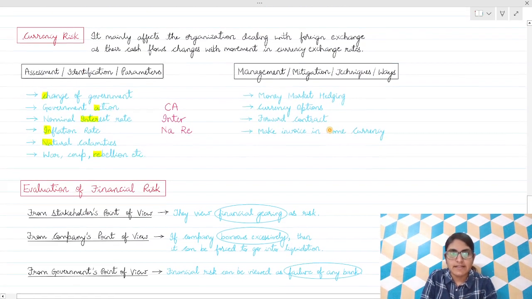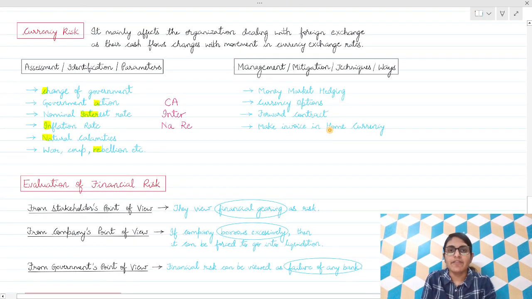Next, currency risk. It mainly affects the organization dealing with foreign exchange as their cash flow changes with movement in currency exchange rates.